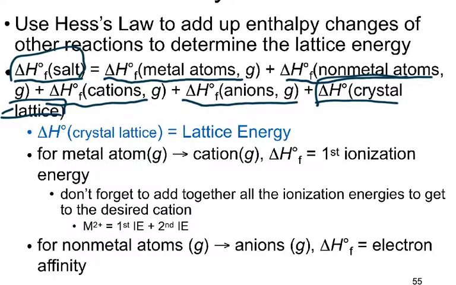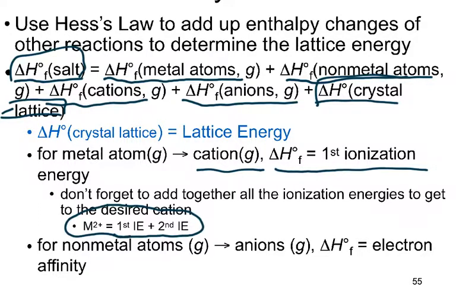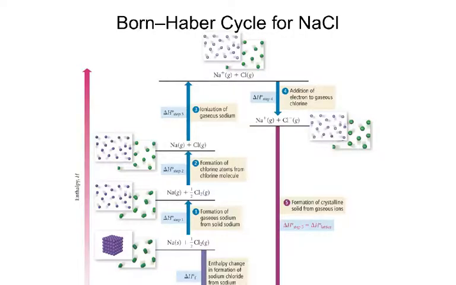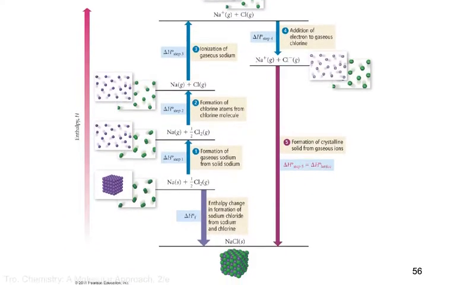So for a metal atom to go to the cation, your delta H of formation is going to be your first ionization energy. If it goes to the +2 state, you have to add together the ionization energies for taking away the first electron and the second electron. Then for a nonmetal, your delta H of formation is your electron affinity. So let's look at a picture of this. Sometimes I think that's easier.